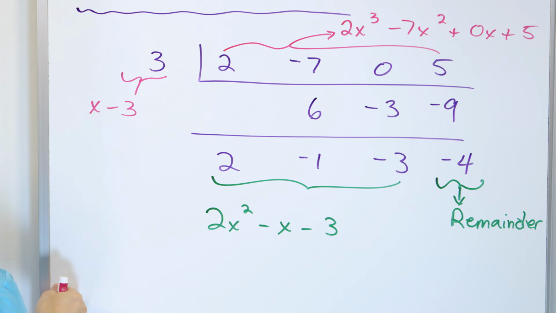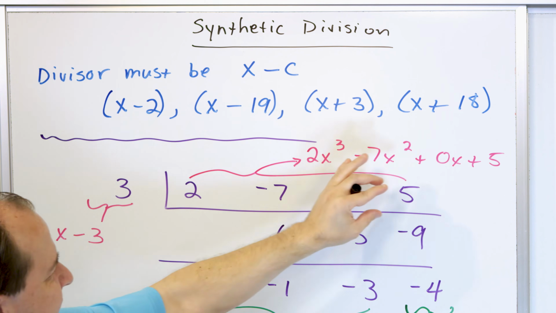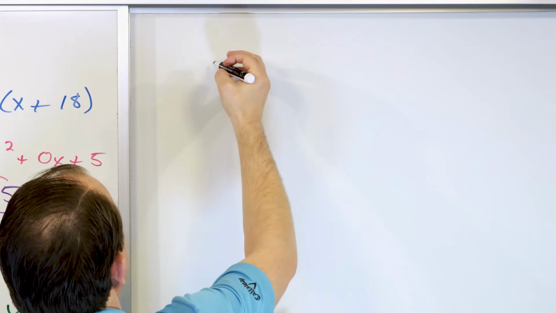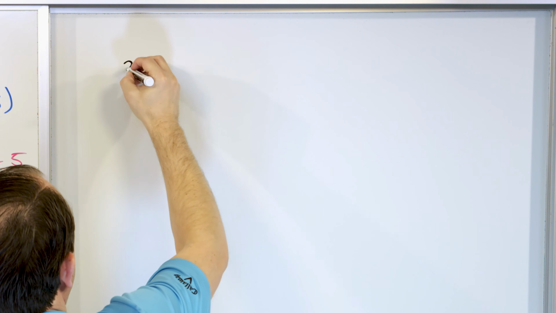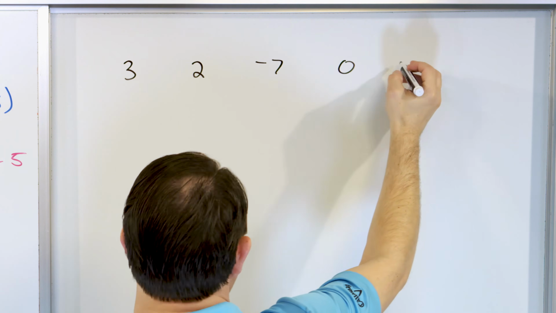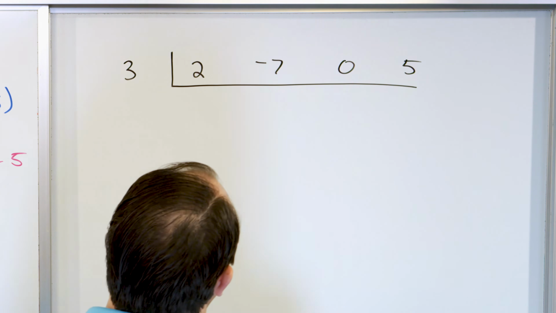I think now it's time to actually do this problem and show you where it comes from. So I'm going to rewrite everything in purple here. I'm not going to write the answer down. I'm just going to rewrite the problem statement as if we're dividing these polynomials into one another. So I have a 3 outside the house, and then I had a 2, a -7, a 0, and a 5. And you draw sort of an upside down division symbol, right?